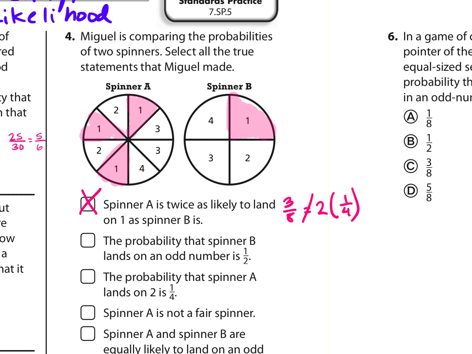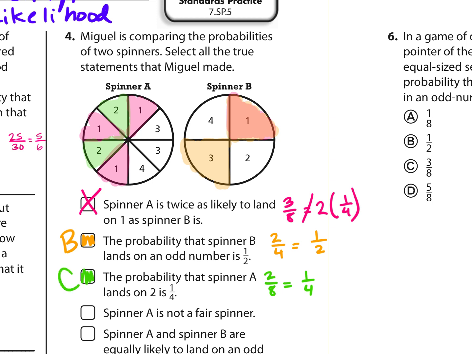The probability that spinner B lands on an odd number is 1/2. Well, we have 1 and 3. That is 2 out of the 4 sections that are equal size sections, and that does reduce to 1/2, so that is true. The next one is the probability that spinner A lands on 2 is 1 out of 4. Well, we have 1, 2 out of 8. So there's 2 out of 8, which does reduce to 1/4, so that is true.